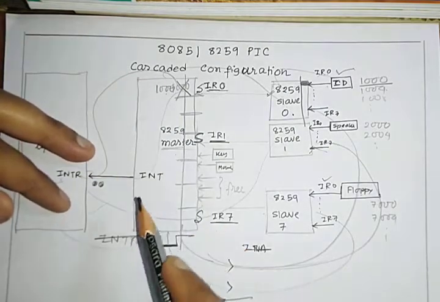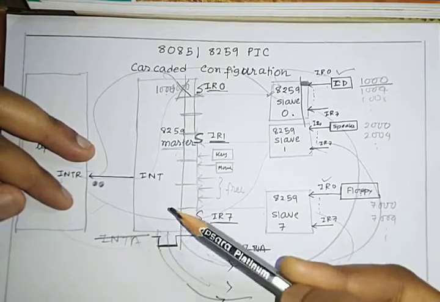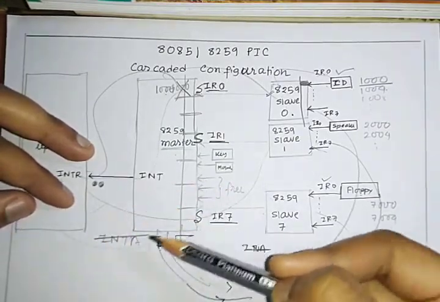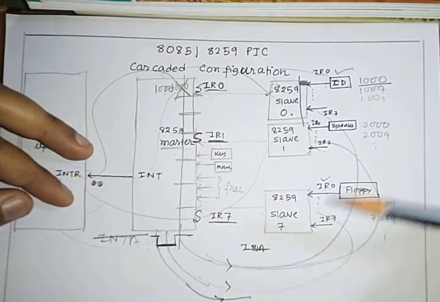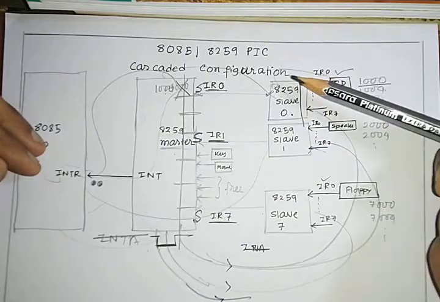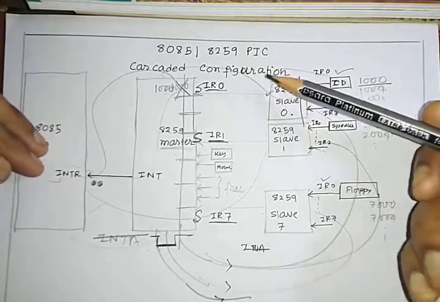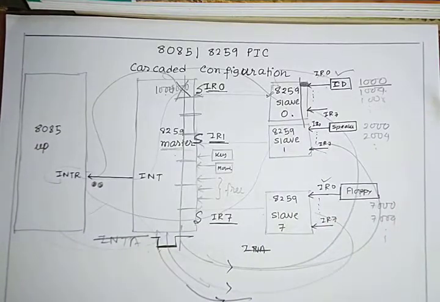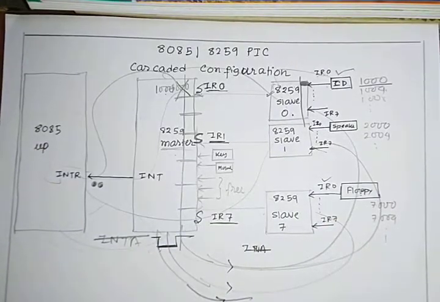For that, the master will produce a combination on CS A1, A0. These 3 lines will produce 8 combinations. The desired slave will get selected, and then it will give me the desired ISR address, and the MUP will service that. This is how the cascading system in the 8259 PIC works.